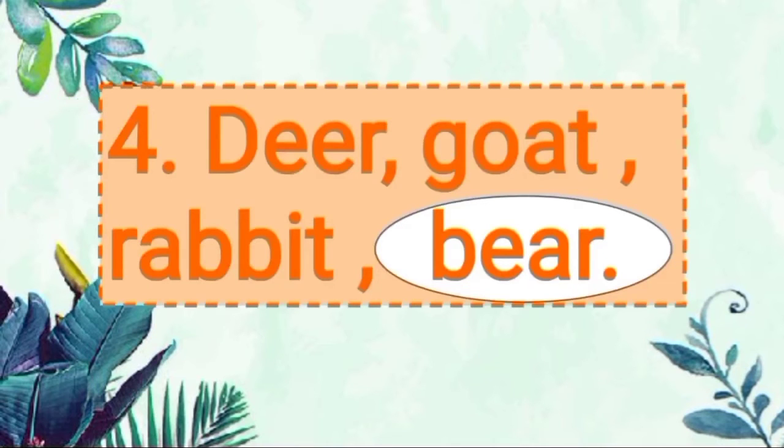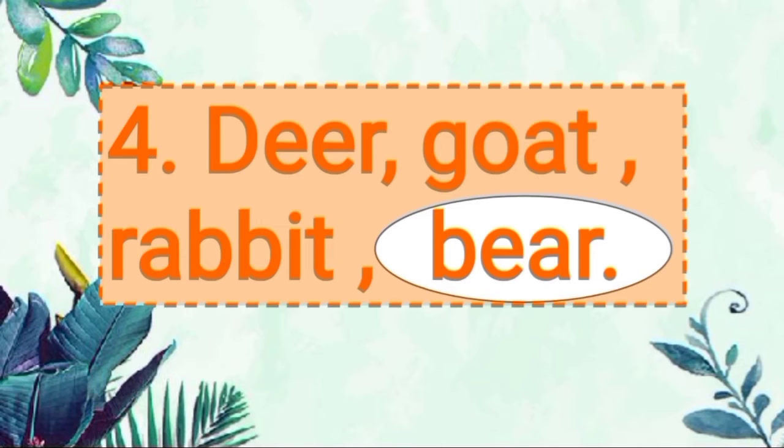Now next, first word D-E-E-R, deer. G-O-A-T, goat. R-A-B-B-I-T, rabbit. And fourth word B-E-A-R, bear. Now here deer, goat and rabbit are examples of herbivorous animals, which means animals that eat only plants.